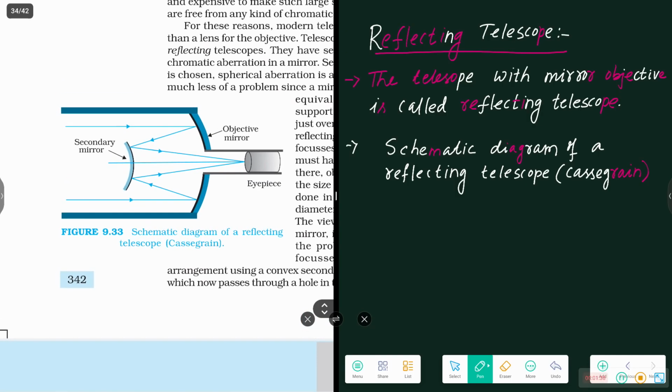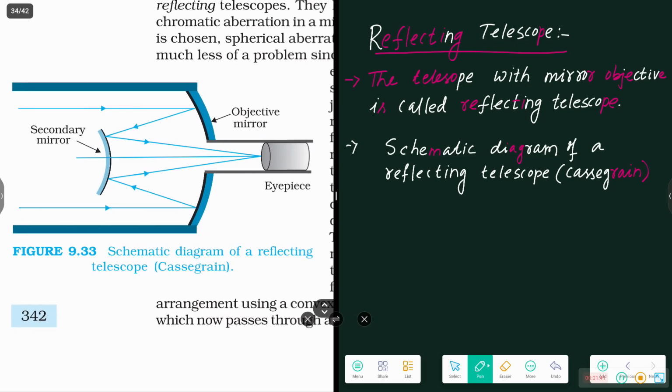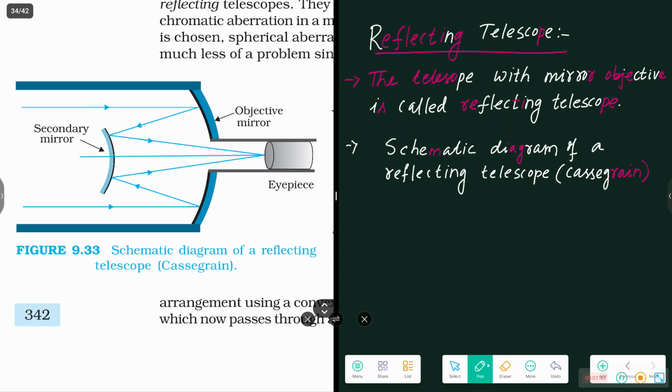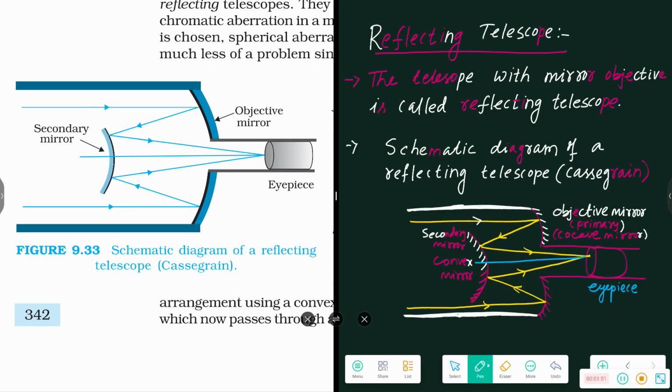This picture you do, please everyone. Left side picture you can see. Mirror objective, secondary mirror, eyepiece. So you can draw like this. Yes. So this is a reflecting telescope. Objective mirror is primary, that is a concave mirror. This is secondary mirror, that is a convex mirror. And here you have the eyepiece.